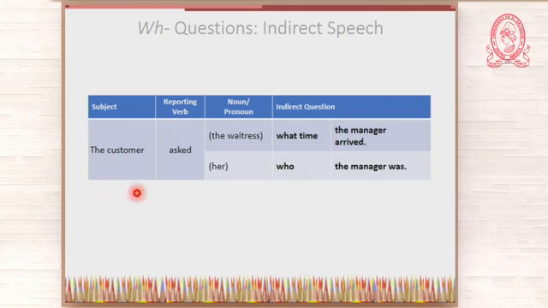Okay? So the customer asked her who the manager was because it was in the past tense. Okay? So here you have the order of an affirmative sentence, who the manager was. The mistake is to place was here: who was the manager. The customer asked her, who was the manager? Nope, that is a mistake. You have to change the position of was and put it at the end. Okay.